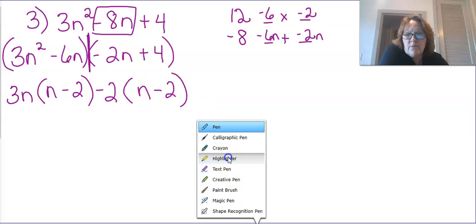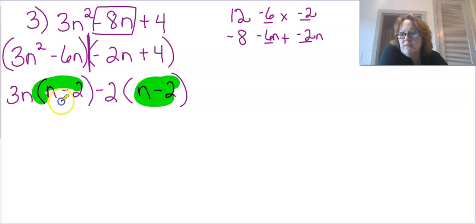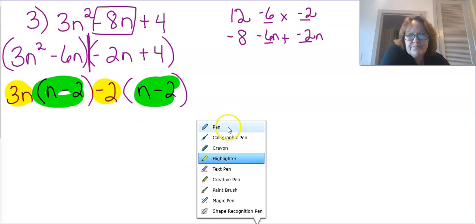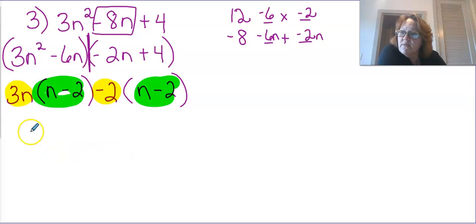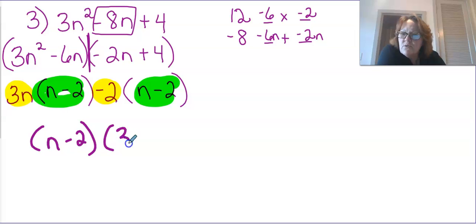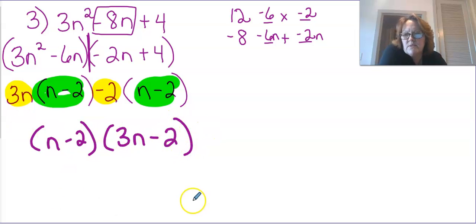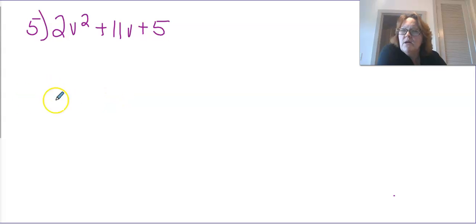So again, remember, I want this and this to be the same thing because that's my first factor, and then my second factor is what's left over on the outside. So it looks like this: n minus 2 times 3n minus 2. And it doesn't matter which order you put these in. You could have put the 3n minus 2 first and the n minus 2 second. Okay, so this is number 5.